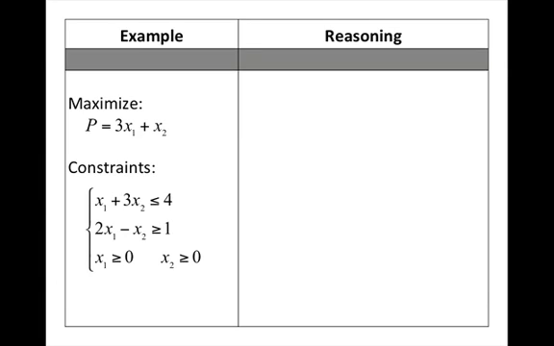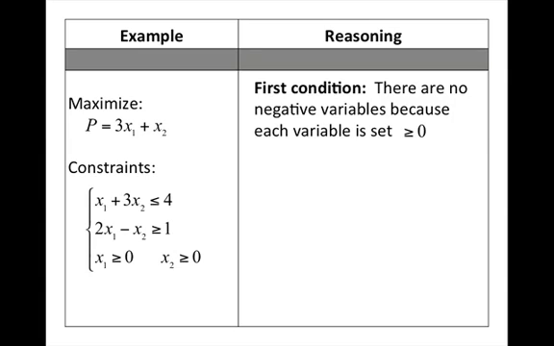I want to maximize p equals 3x sub 1 plus x sub 2. And my constraints are x sub 1 plus 3x sub 2 is less than or equal to 4, and 2x sub 1 minus x sub 2 is greater than or equal to 1. And then I'm given that x sub 1 and x sub 2 are greater than or equal to 0. So the first condition is that my variables have to be non-negative. And this is true because I'm told both x sub 1 and x sub 2 are greater than or equal to 0.